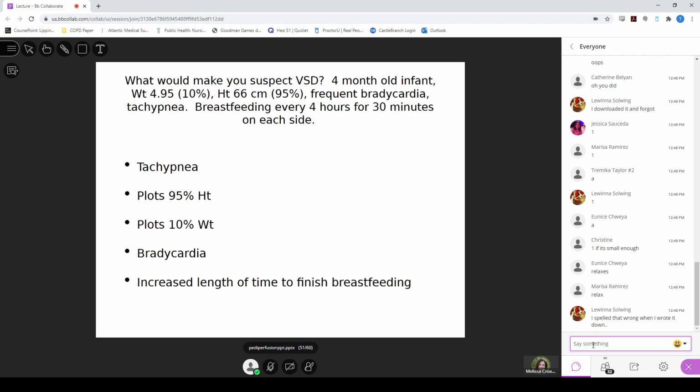Okay. What would make you suspect the VSD in this patient? It's a 4-month-old, 10th percentile weight, 95th percentile height, frequent bradycardia, tachypnea, breastfeeding every 4 hours for 30 minutes on each side. Oh, it's a select all that apply. Sorry about that.